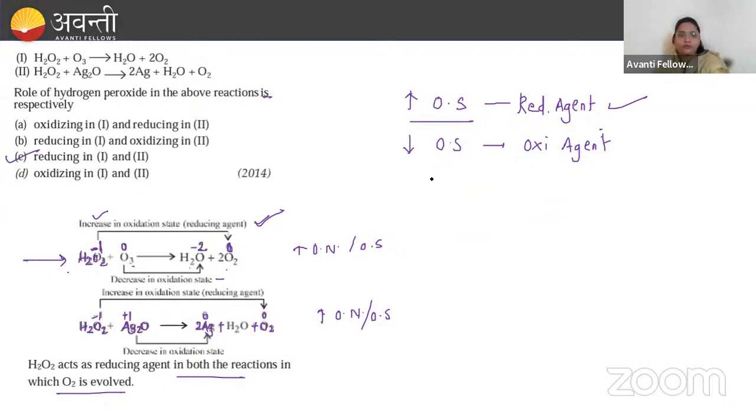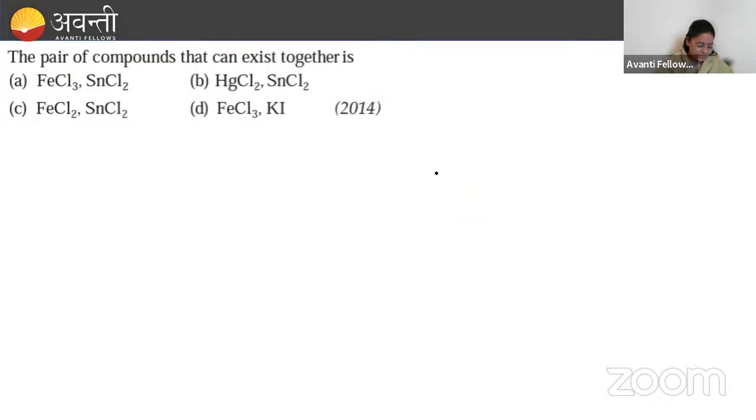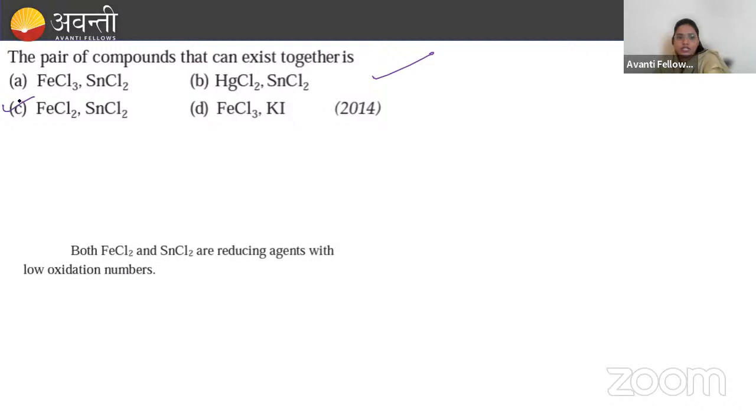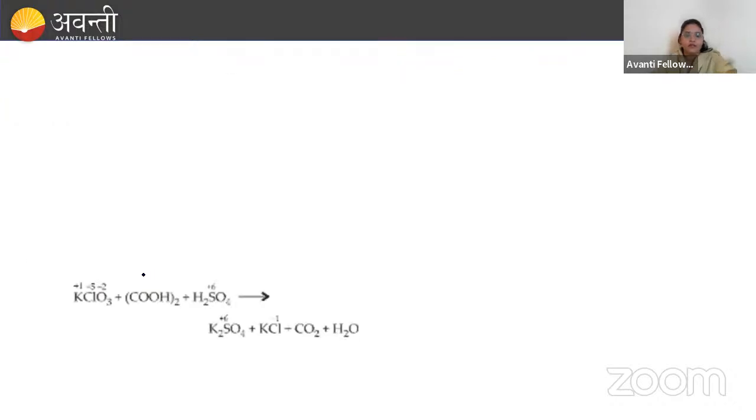Okay, next question. The pair of compounds that exist together is, yeah. So which of the compounds can exist together? Here our answer is C. FeCl2 and SnCl2 can exist together because of their low oxidation states, with low oxidation numbers. This pair can exist together. Okay, next.